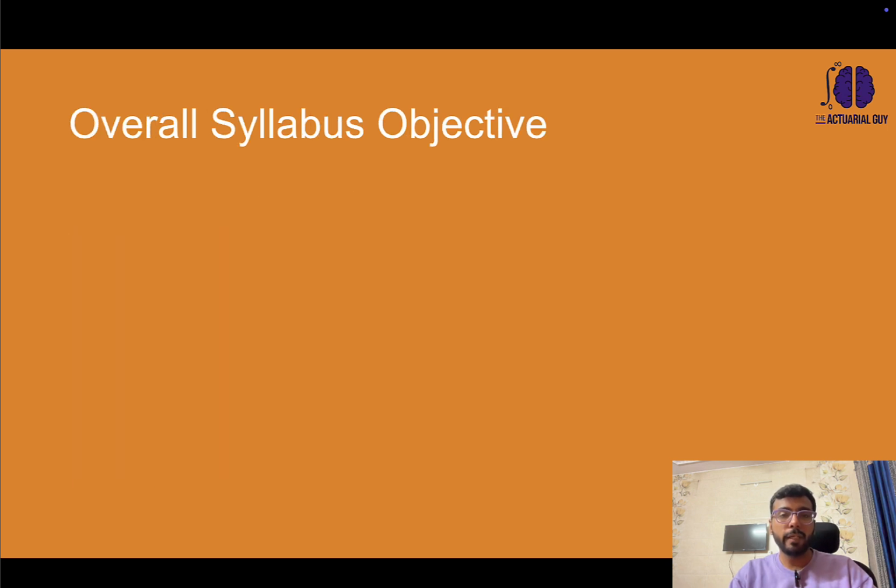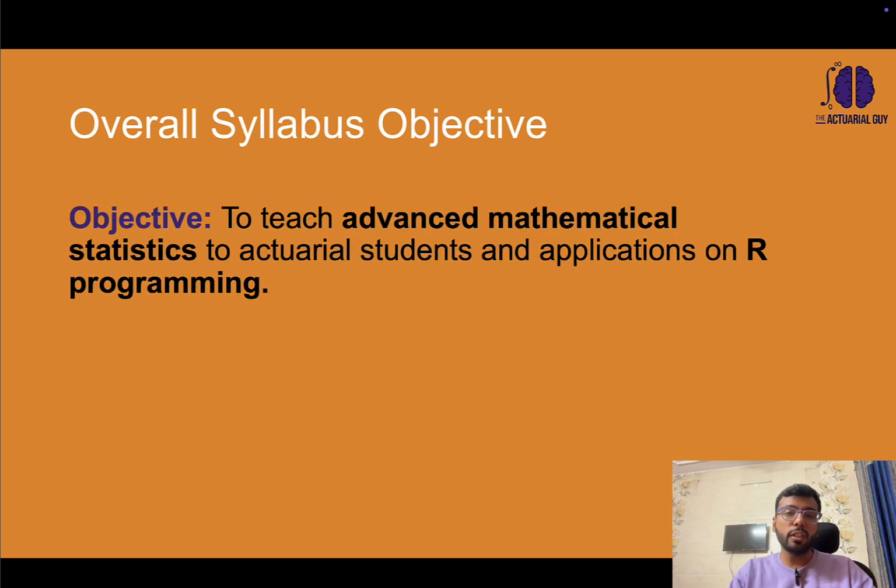First question, what is the overall subject objective? Why does IFoA or IA want you to study CS1? The objective here is to teach advanced mathematical statistics to actuarial students and the applications of it in R programming.